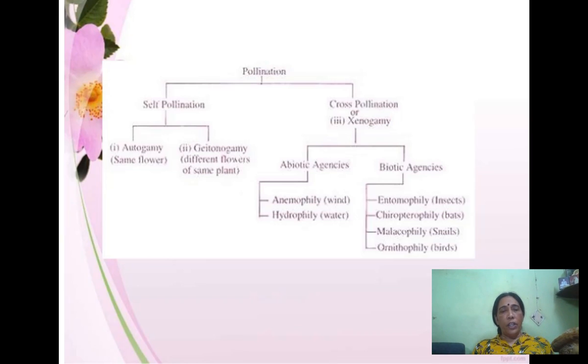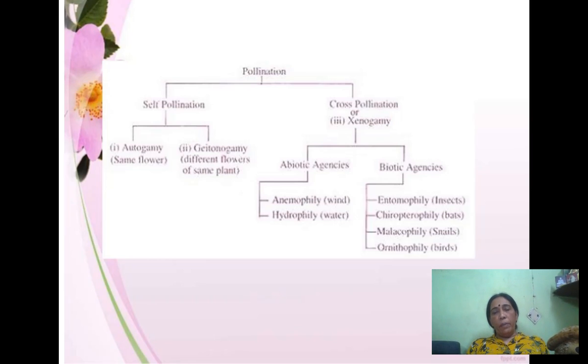Now self-pollination: the pollination either may be in the same flower, that is autogamy, or it may be of a different flower belonging to the same plant, that is known as geitonogamy. So autogamy is the transfer of pollen from anther to the stigma of the same flower, and geitonogamy is the transfer of pollen from the anther to the stigma of a different flower belonging to the same plant, that is genetically similar.